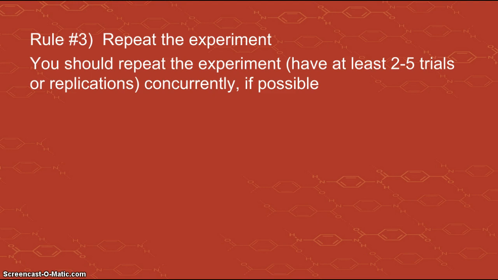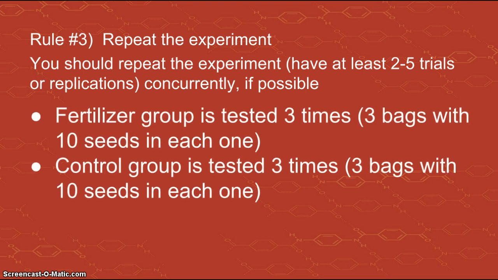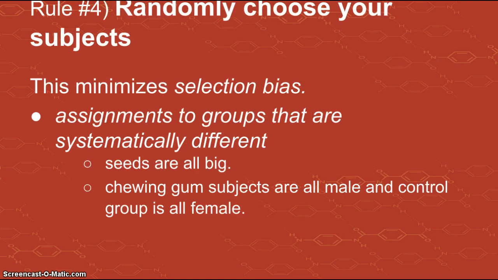So in the case of the impacts of fertilizer on the germination of seeds, the fertilizer group could be tested 3 times, so that would be 3 bags with 10 seeds in each one. The control group could be tested 3 times, 3 bags with 10 seeds in each one. If you were to say that the control group has 10 seeds and therefore it's repeated 10 times, that's called pseudo-replication, and that is not a true form of replication. Each of the bags needs to be separated out to be considered a replication.